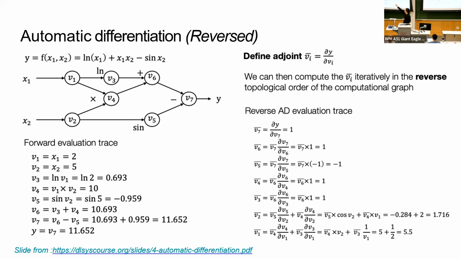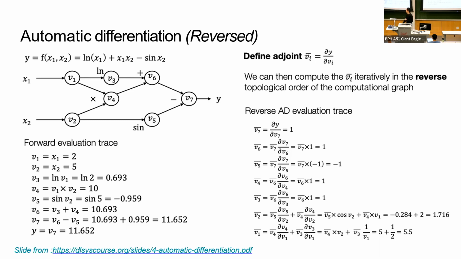And then for v7 to v6, because you can see the function is v6 plus v5, the partial derivative to v6 will be 1. And then v5, because it's minus, for v5 it's minus v7, which is minus 1 here. So by doing this, you have only one starting point, which is your final value, and then it's really similar to backpropagation, where you compute them one by one.